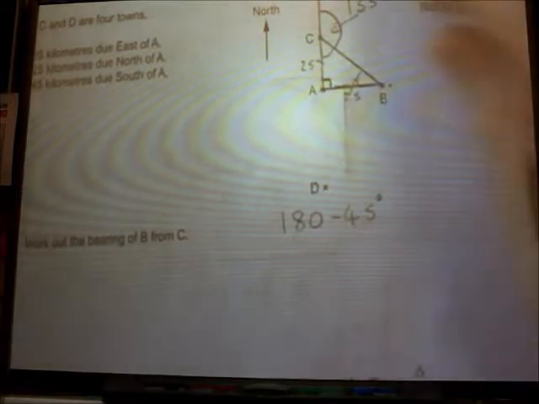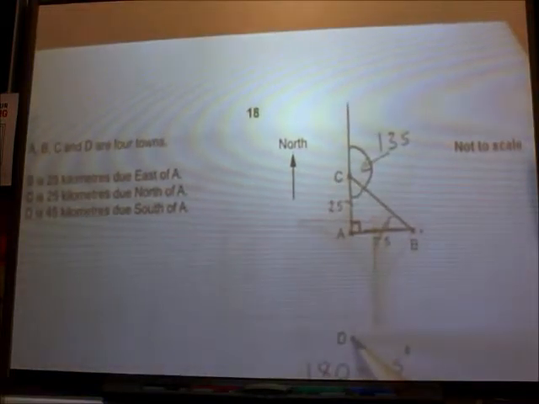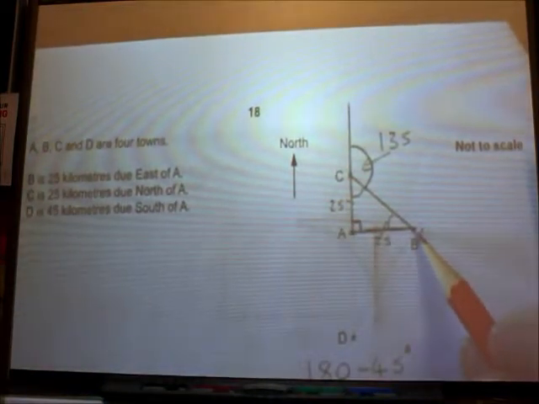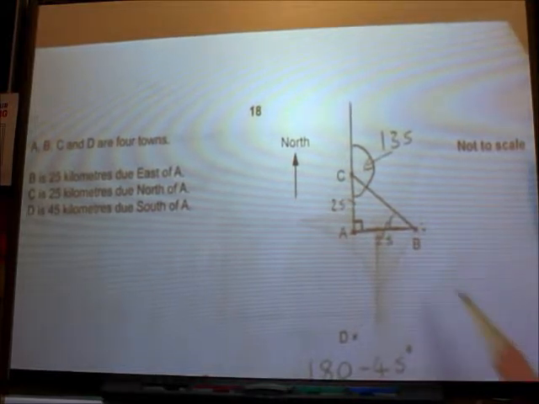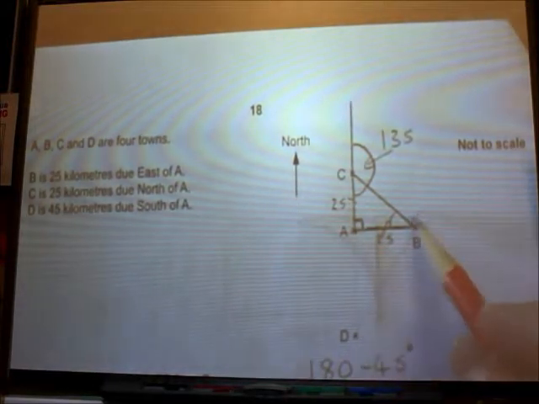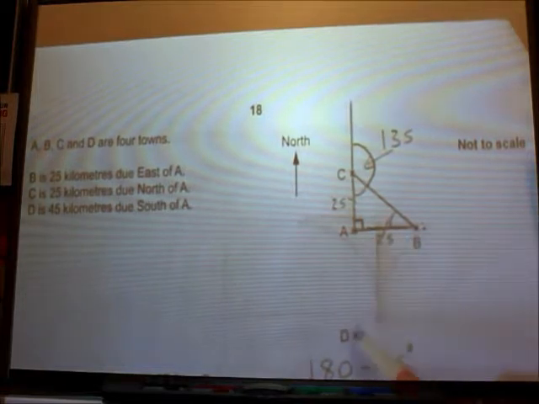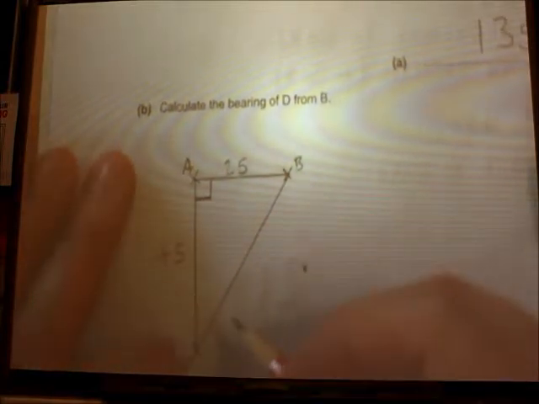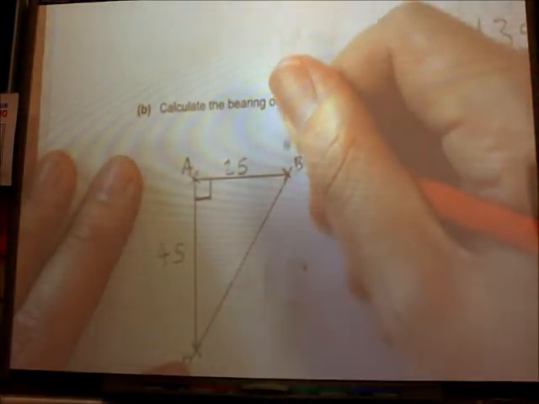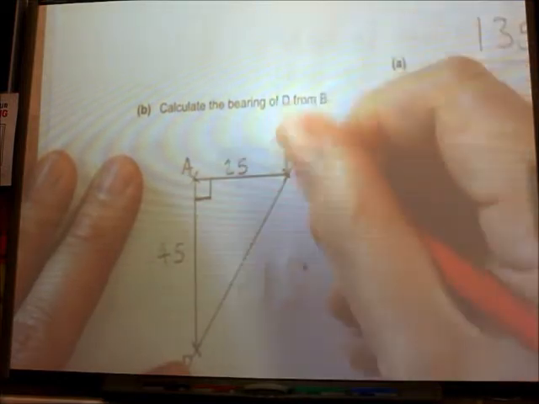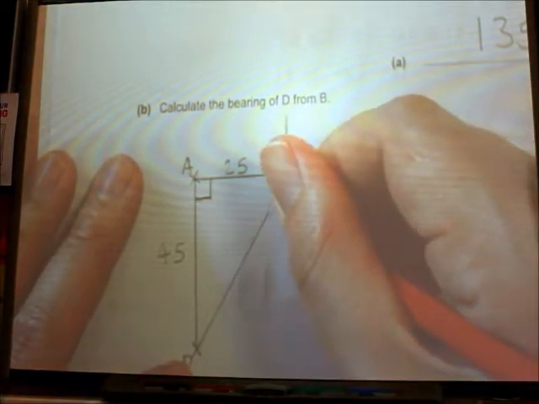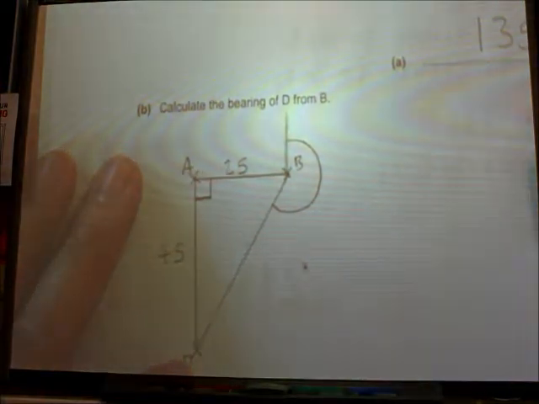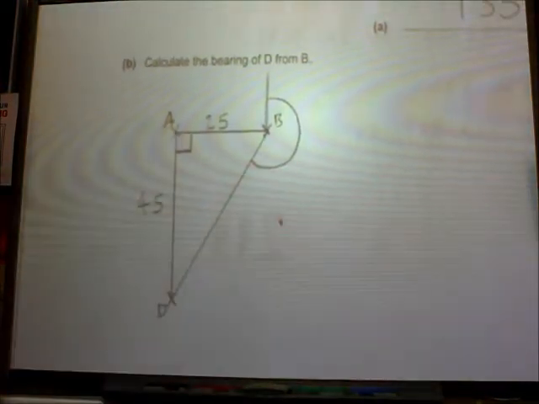Next one, calculate the bearing of D from B. So D is down here and B is there. So D from B. So what I've done, I've drawn this triangle out, the ABD one down here, ABD, and you're trying to work out the bearing of D from B. So if you imagine there was a line going up there, we are looking for that angle there. This is 4 marks, it gets really fiddly. If you don't like trigonometry, I suggest you just pause it and move on, but we will go through it.